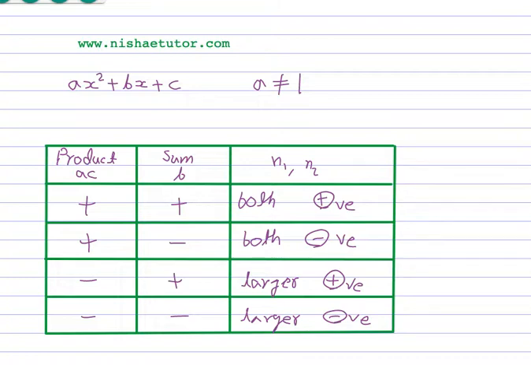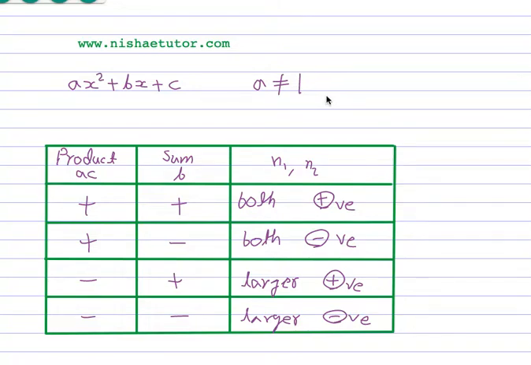Today I am going to show you how to factorize a trinomial. The general trinomial expression is ax squared plus bx plus c, where a is not equal to 1, and a, b, c are any arbitrary numbers, but a is not equal to 1. In my last video, a was equal to 1, but today we solve where a is not equal to 1.